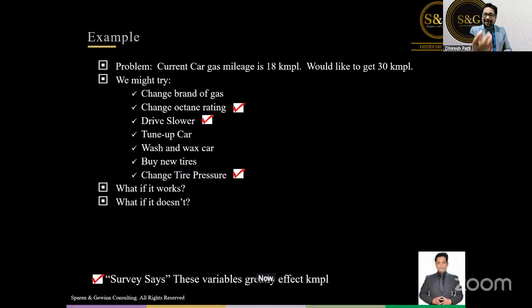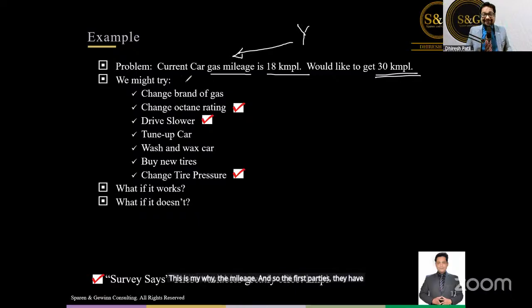Now let's practically implement it in a real life scenario where there is one company that wanted to increase the gas mileage, which is the mileage of the car. Right now they are at 18 km per liter and they wanted to go to 30 km per liter. So the mileage is my Y, and the first part is they have found out the X's.